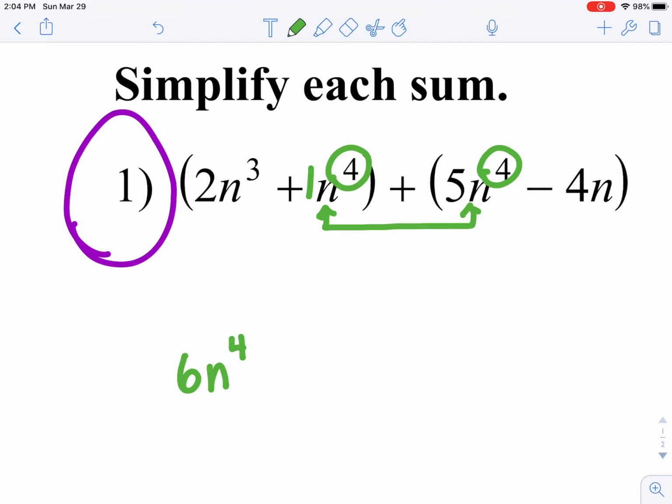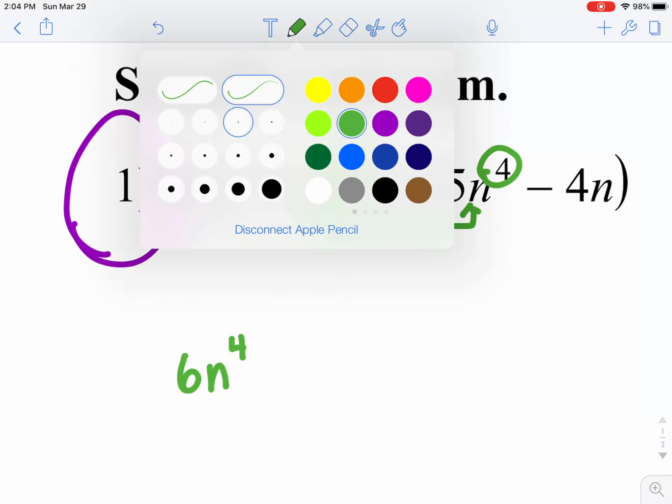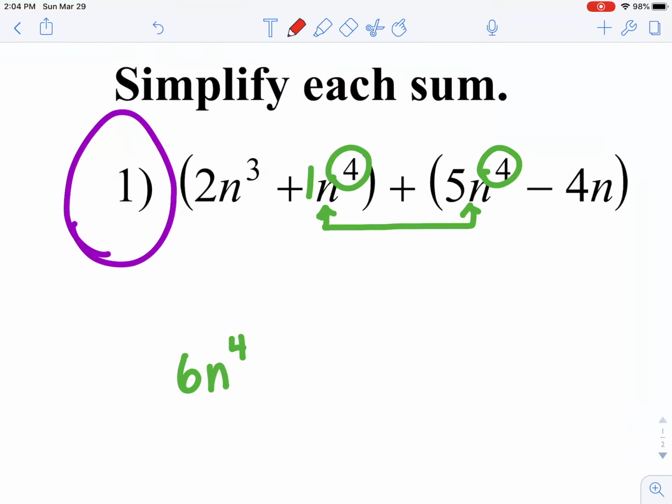All right, next, I'm going to change colors here to help you follow. We are going to find the next highest exponent that we see. So the next highest exponent we see is this one, which is 3rd. And there aren't any other terms that have a 3 exponent. So we are just going to write that term all by itself next. So we're going to say plus 2n to the 3rd power. We call that 2n cubed.